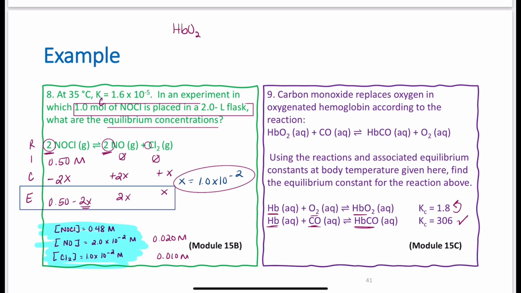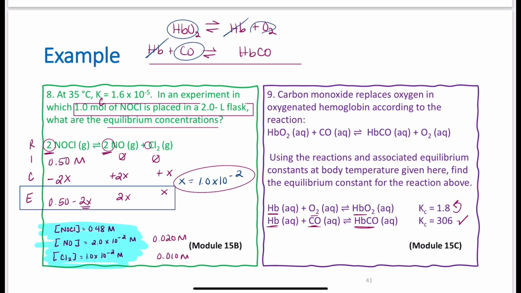I've got HbO2 in equilibrium with Hb plus O2. Second reaction stayed the same. I've got Hb plus CO in equilibrium with HbCO. Cancel things out. Hb looks like that's the only thing that cancels. Okay, HbO2 plus CO in equilibrium with O2 plus HbCO. That's correct. Good, we did it.